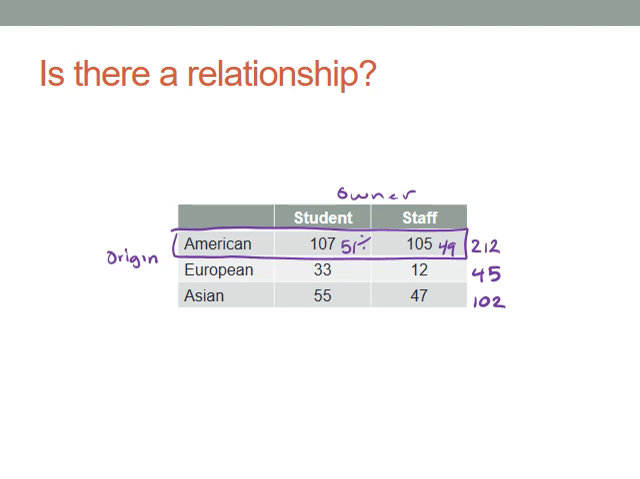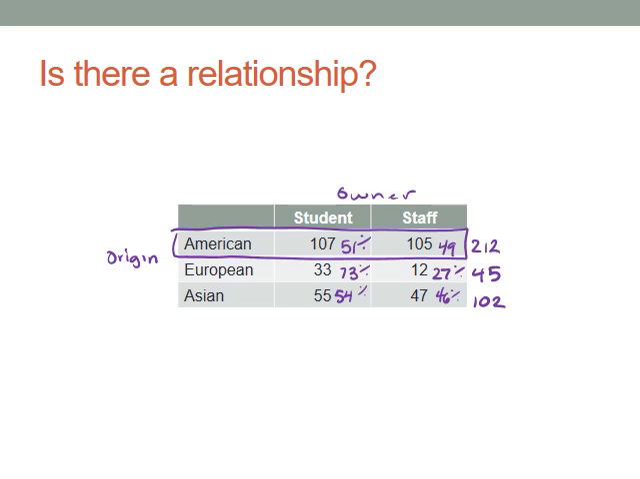And I could do the same thing for European. If I take 33 out of 45, I'm going to get 73%, and 12 out of 45 is 27%. So what I know is that of those owners of European cars, 73% are students. Of the owners of Asian cars, 54% are students and 46% are staff. Well, how does that compare with my relative marginal distribution of owners for all cars?